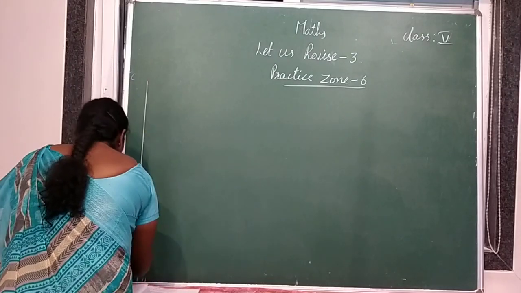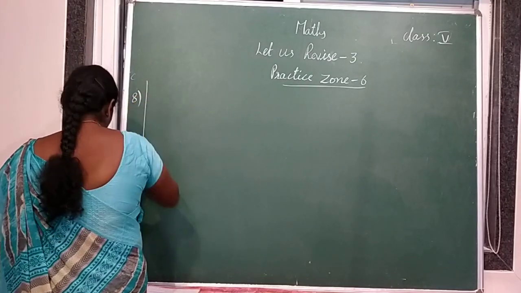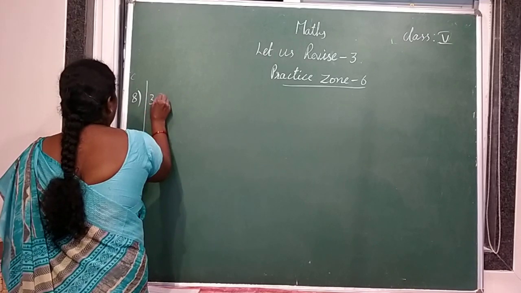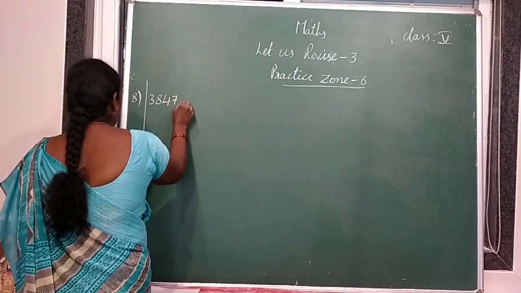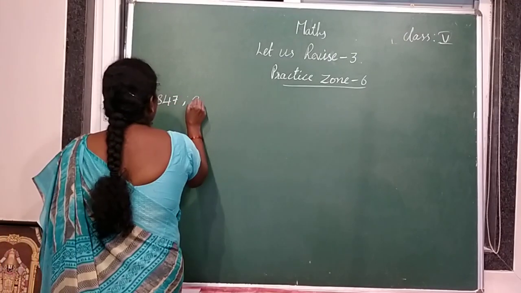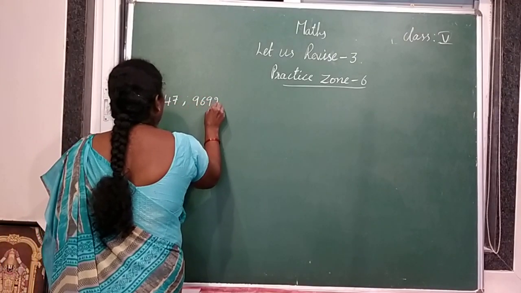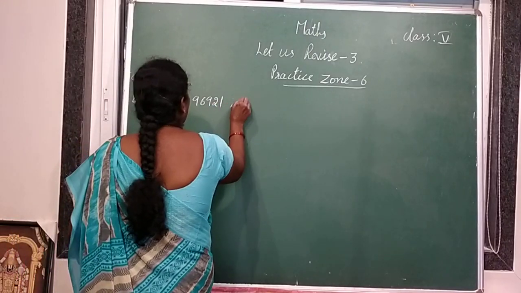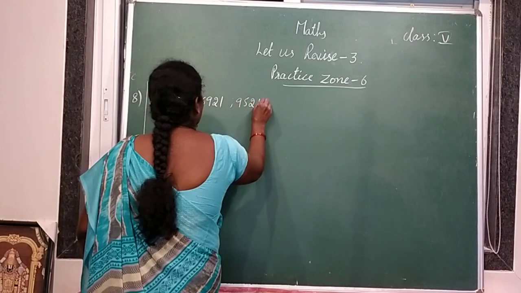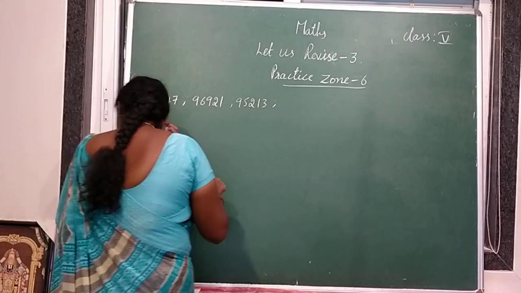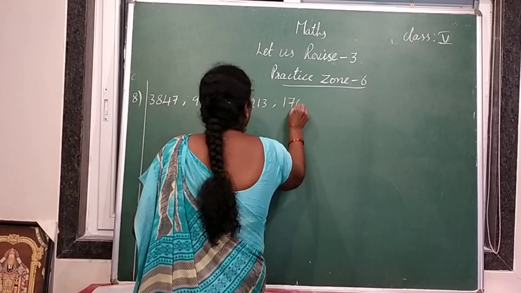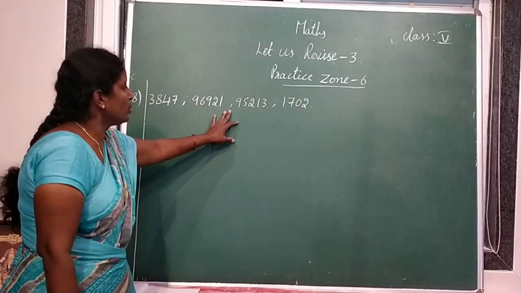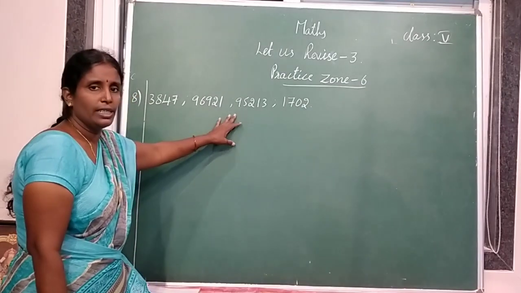All of you do these sums in the worksheet. 3,847, 96,921, 95,213 and 1,702. We should arrange these numbers in ascending order.